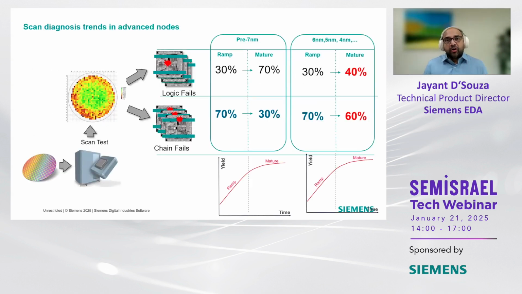So what really drove all of this? There's another overarching aspect, a trend that we've seen in scan diagnosis in advanced nodes. There has been a steady shift towards chain fails being a more predominant piece of the population. In pre-7 nanometer technology nodes, it was pretty common to have up to 70% of the initial fails during the early ramp and new product introduction be chain failures, chain defects.